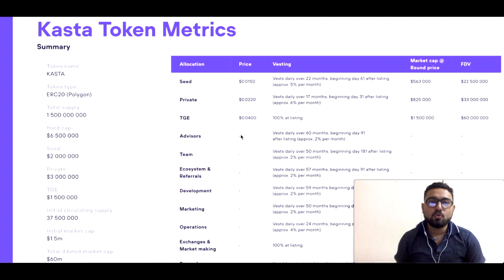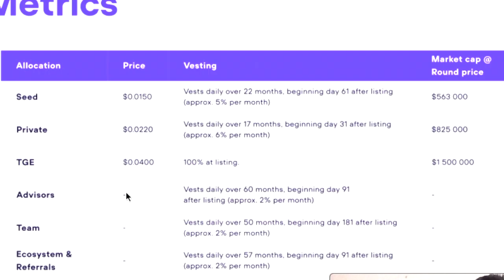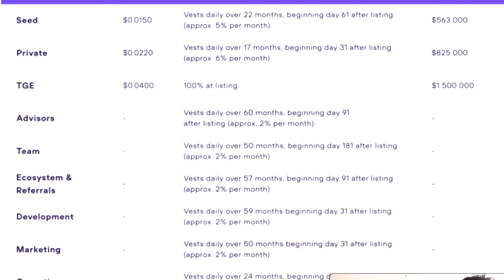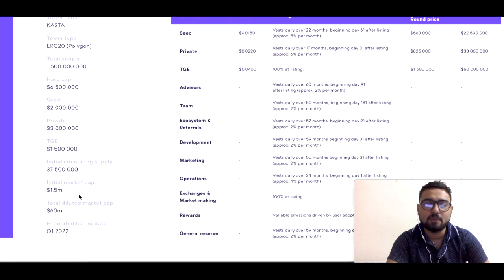Now, if I have to take a quick look on some of the token metrics of Kasta, the token type is ERC20 Polygon. The total supply is at about 1.5 billion Kasta tokens. Hard cap is at about 6.5 million. In the seed round, they had raised about $2 million. In the private round, about $3 million. And at the TGE, which is due in less than 12 hours from the time you're watching this video, they will be looking to raise about $1.5 million, and the initial market cap is at about 1.5 million. The total diluted market cap is at about 60 million.